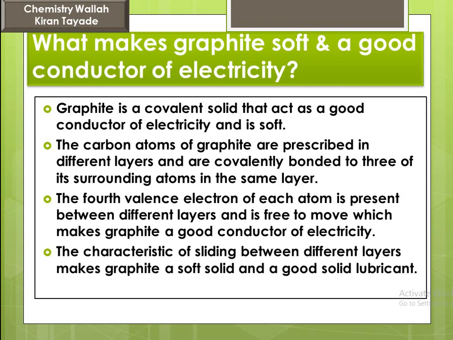The characteristic of sliding between the different layers makes graphite soft. There are different layers in the graphite, and they slide one over the other. That's why graphite becomes soft and is a good solid lubricant, because there are different layers present in the graphite and those layers slide one over the other.